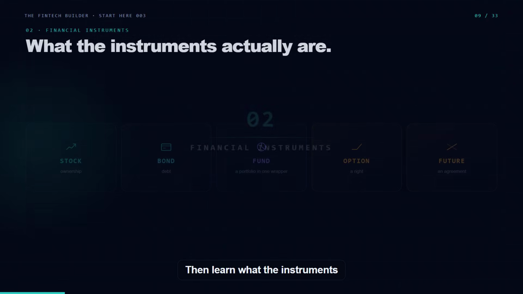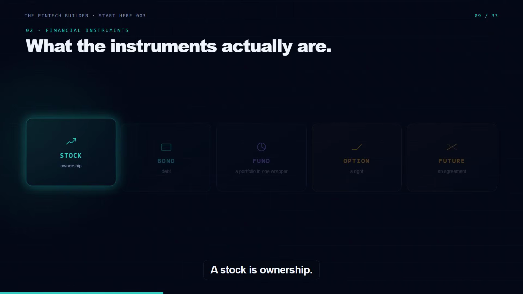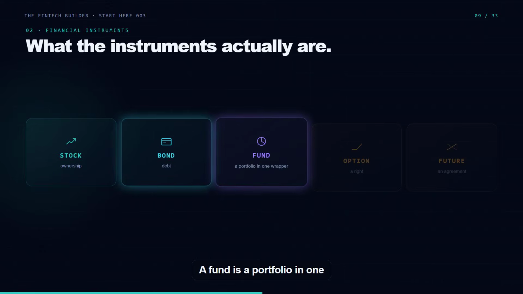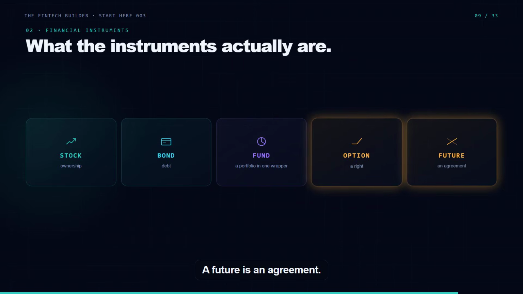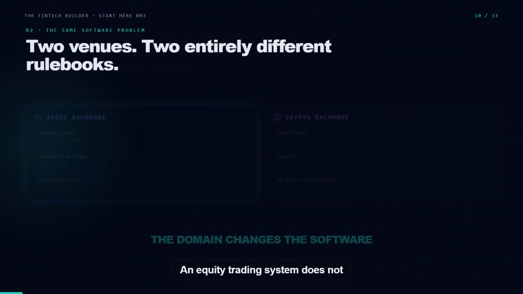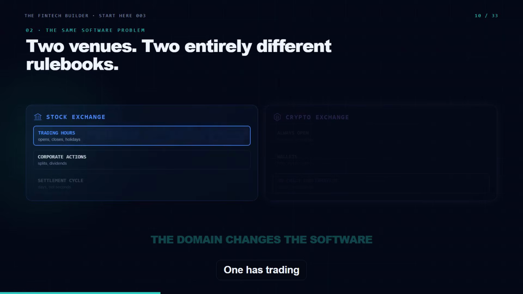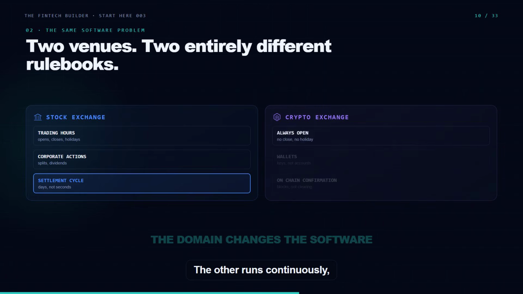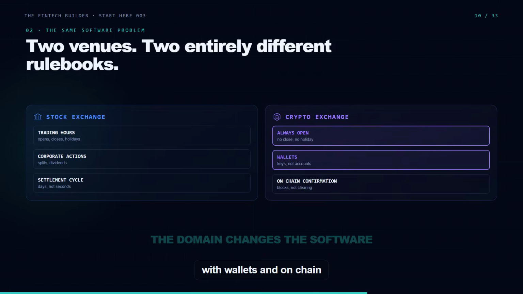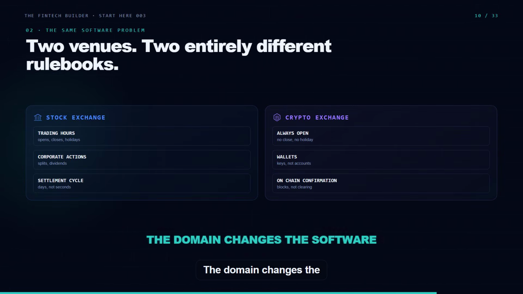Then learn what the instruments actually are. A stock is ownership, a bond is debt, a fund is a portfolio in one wrapper, an option is a right, a future is an agreement. An equity trading system does not behave like a cryptocurrency exchange. One has trading hours, corporate actions, and settlement cycles. The other runs continuously with wallets and on-chain confirmation. The domain changes the software.